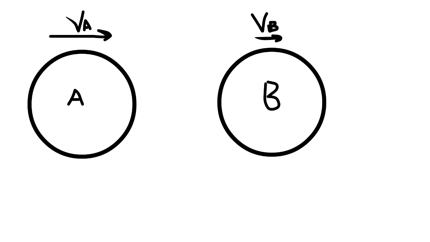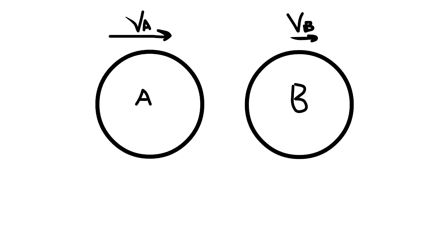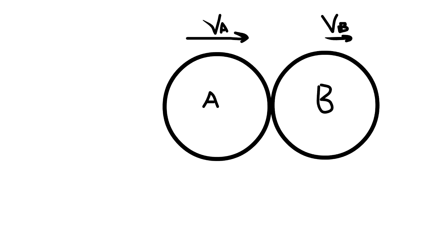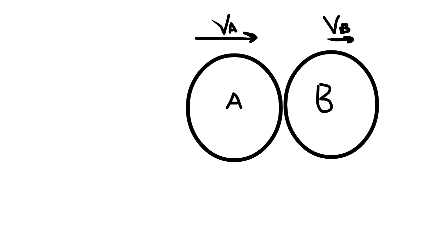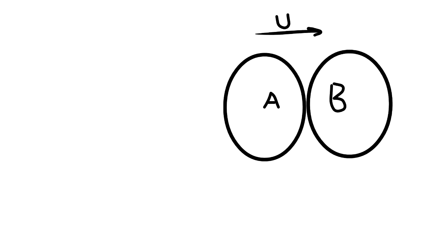For now, we'll look at a direct central impact and relate it to oblique impacts later. Consider two particles A and B with masses mA and mB and velocities vA and vB. Because vA is larger than vB, A will eventually strike B. During the impact, they will undergo a period of deformation at the end of which they will have the same velocity u. Then a period of restitution takes place.